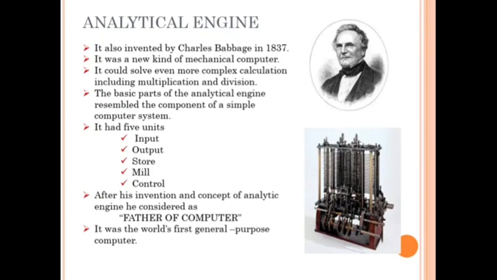Nowadays we have input devices, output devices, and a processor. Like that, in the olden days, this was the first device that calculated automatically. In that device also they had 5 units: input, output, store, mill and control. Input means we have to give the data. Output is where we get the data. Store means they store it in one place. Mill means it does the processing, acting like the CPU. And control. So these 5 parts are there in the analytical engine.